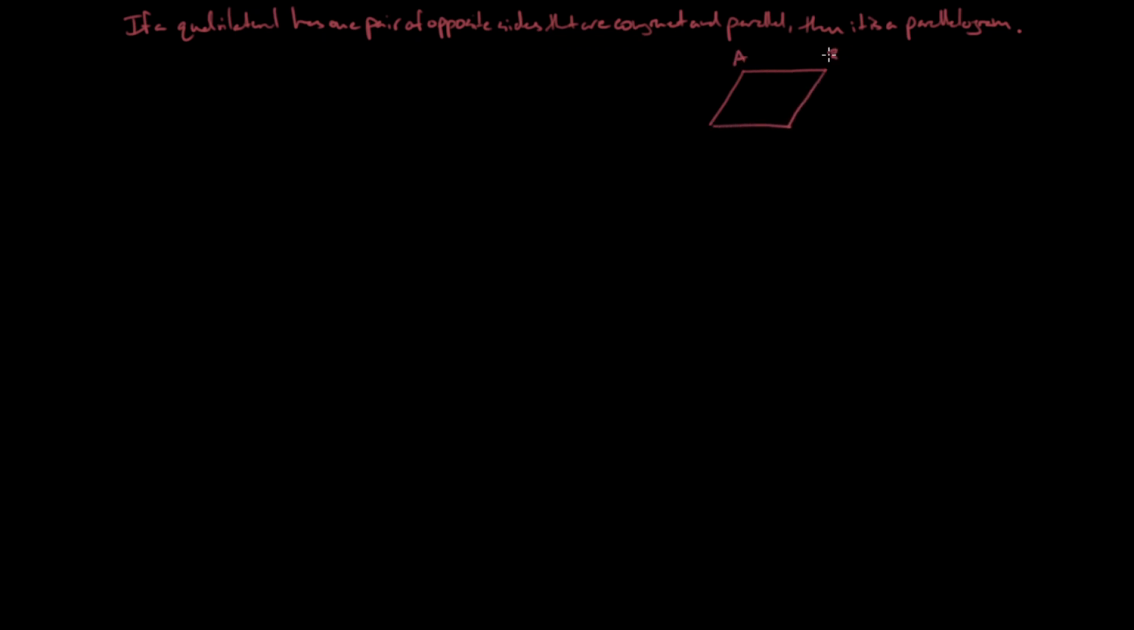And what I need to talk about is, the interesting thing here is that I'm not going to be looking at two pairs of things. I'm just going to look at, let's go with AB and DC. So my given is that AB is congruent to DC and that AB is parallel to DC. And what I'm trying to prove is just that ABCD is a parallelogram.